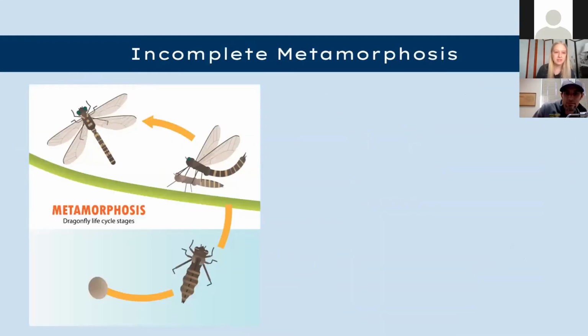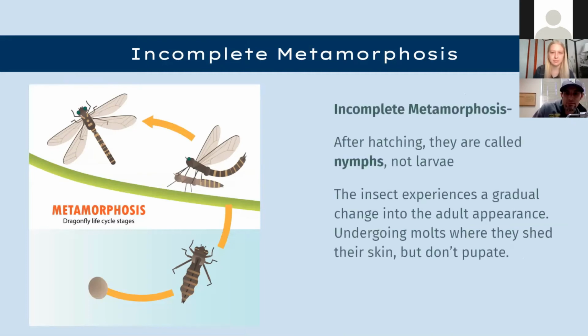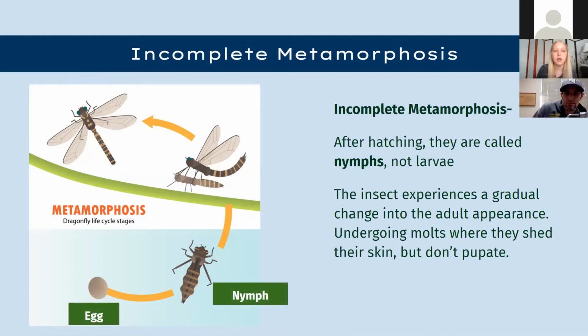So our next type of metamorphosis we're going to talk about is incomplete metamorphosis. So we see this in our dragonfly. With incomplete metamorphosis, after the egg hatches, it becomes a nymph. So it's not a larvae. A larvae is when it goes through complete metamorphosis. And it doesn't go through a chrysalis or a pupa stage. It doesn't pupate. That's what we call it when it goes through a pupa stage. It's called pupating. But these guys are not going to pupate. They're going to molt instead.